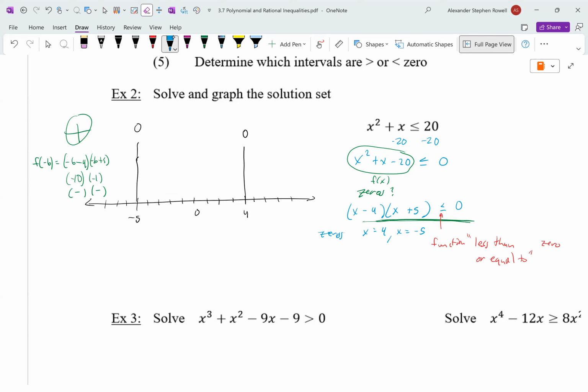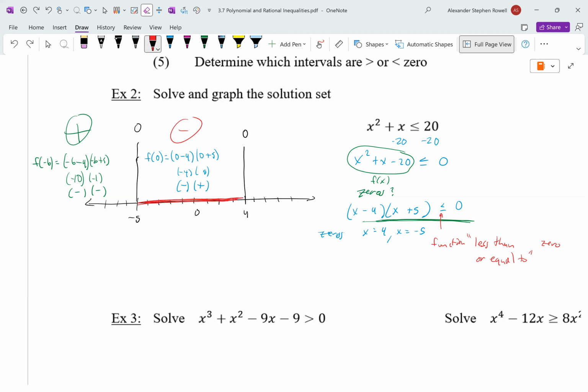or equal to 0. What's your favorite number between negative 5 and 4? Okay, go ahead and plug it in. I don't care which one number you pick between negative 5 and 4. What's 0 minus 4? Negative 4. What's 0 plus 5? No matter what number I plug in this interval, I'll have a negative times a positive, which will make what type of number? A negative number. Do I want those values? Yes, I want where my function is negative. So I do want to include all these numbers here.